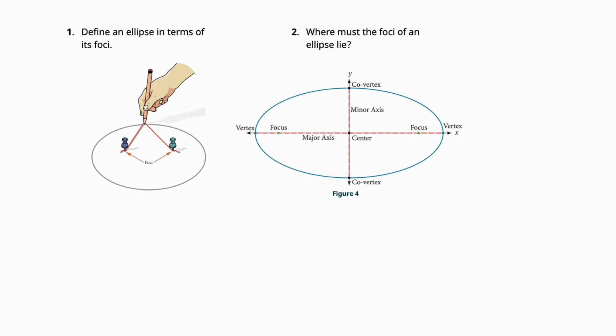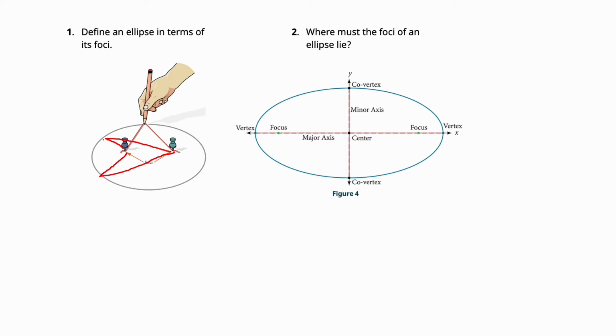Now what stays constant is that no matter where you put a point on the ellipse, the string is going to stay the same length. So if you add this length and that length, or this length and that length, the sum is always equal to each other no matter where you pick that point on the ellipse.